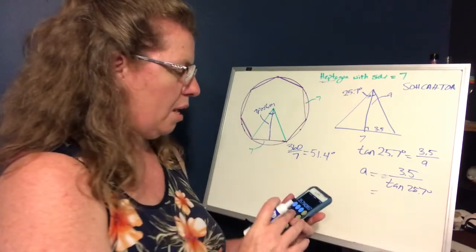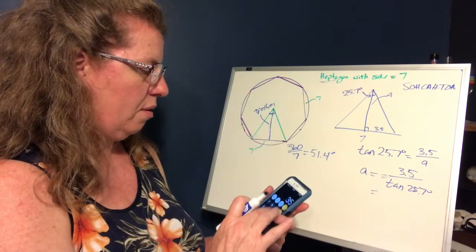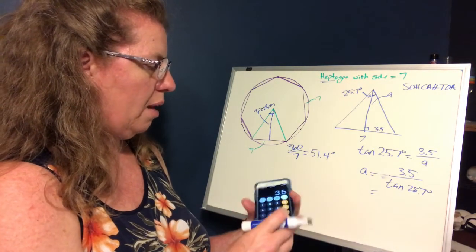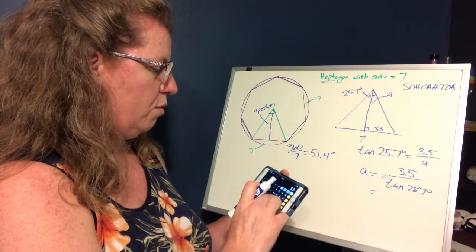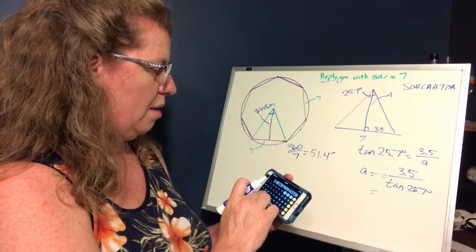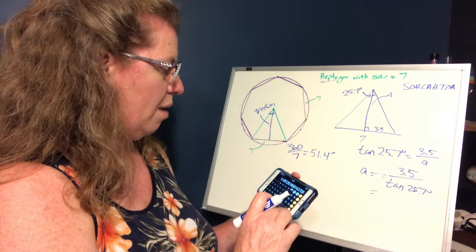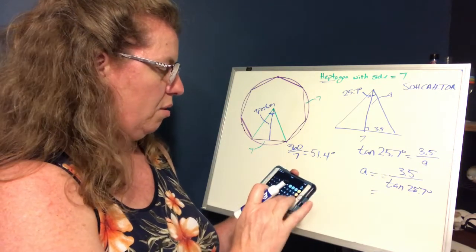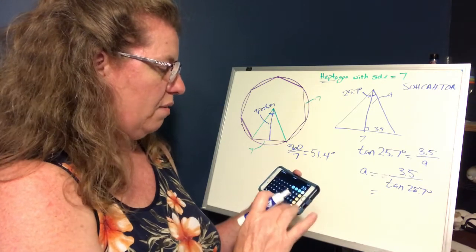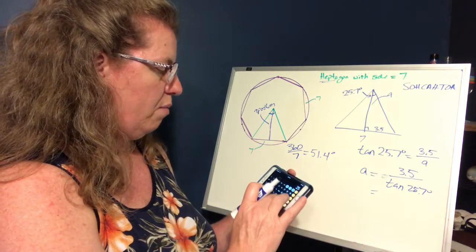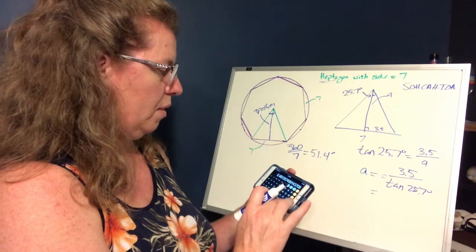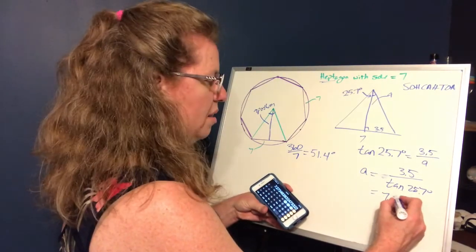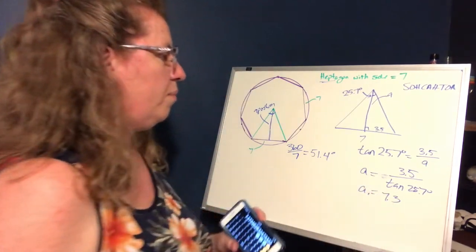And our apothem then is 3.5 divided by the tangent of 25.7, hit my tangent. You know what, I'm in radians, which is not going to help me. Let's try it again. 3.5 divided by tangent of 25.7, and we get 7 point, we'll go ahead and round it to 7.3. That's my apothem.